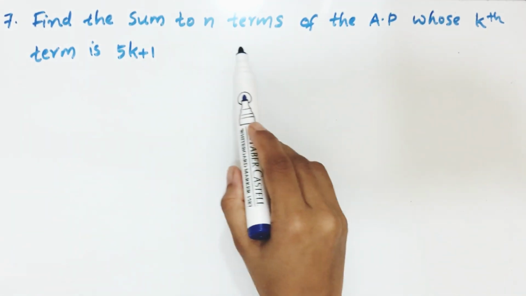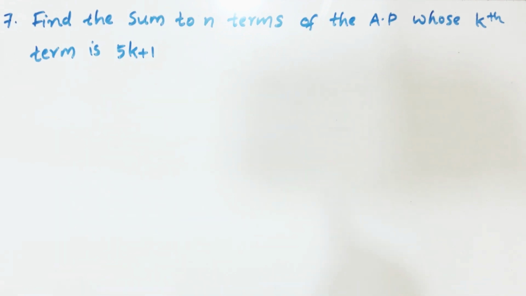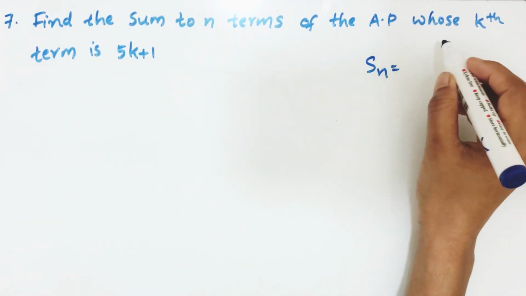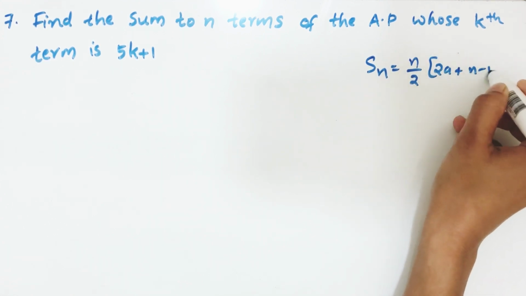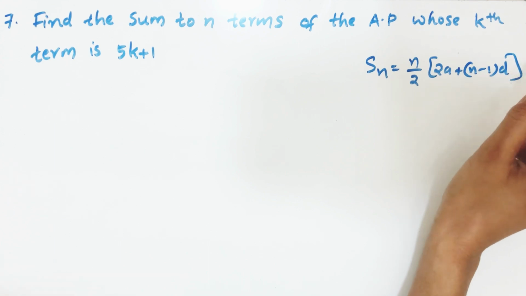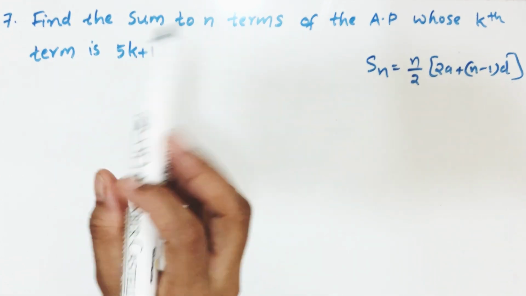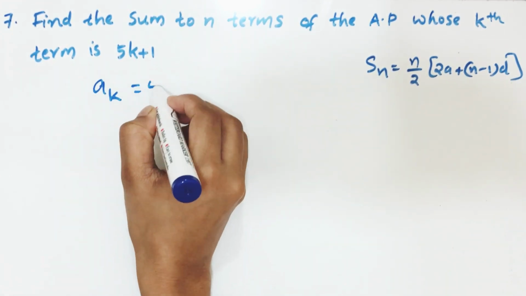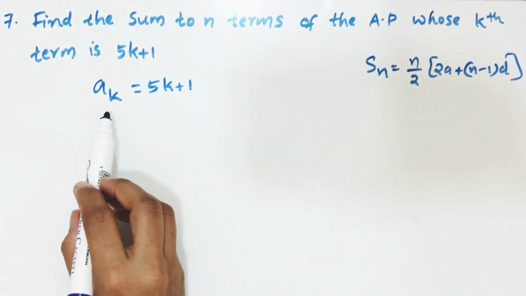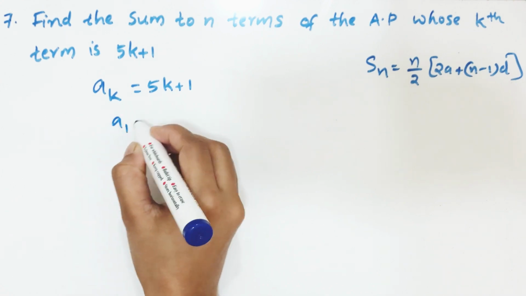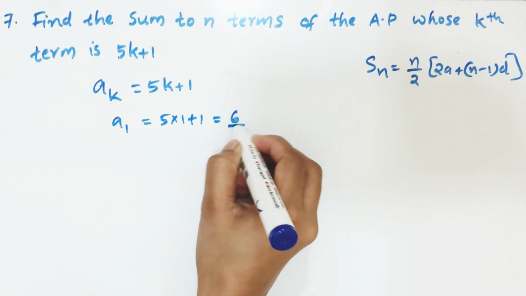Seventh question: find the sum to n terms of the AP whose kth term is 5k plus 1. Sum to n terms, Sn, we have to find Sn. We know the equation for Sn is n by 2 into 2a plus n minus 1 into d. So we need a and d. Here the kth term is given. kth term ak is equal to 5k plus 1. Substituting k equal to 1, we get the first term. So first term a1 or a is equal to 5 into 1 plus 1, which is equal to 6.